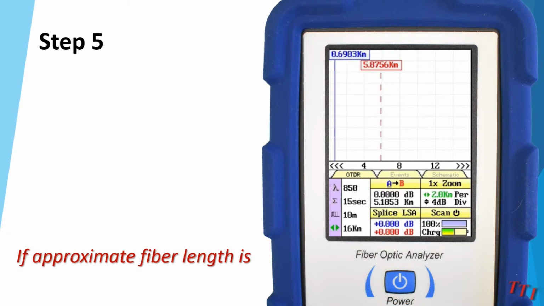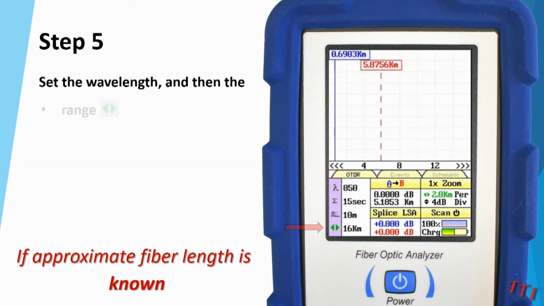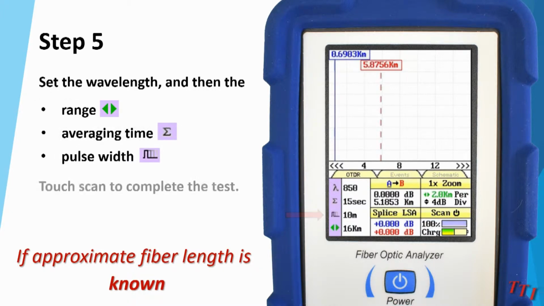Step 5. If the approximate fiber length is known, set the wavelength and then the range, averaging time, and pulse width. Then touch Scan to complete the test.